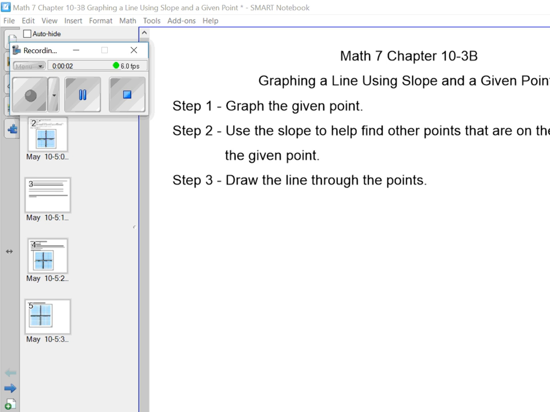Welcome back, class. This is chapter 10.3b in Math 7, and our lesson is entitled Graphing a Line Using Slope and a Given Point. We have three major steps that we're going to be dealing with here.